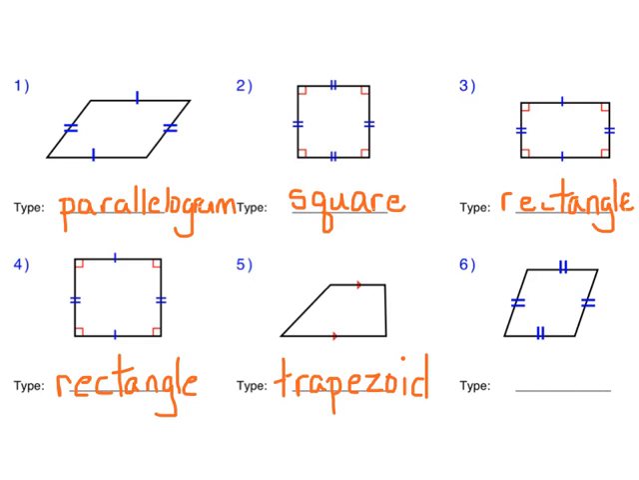In my last one, I see that I've got 2 hash marks on all 4 sides. So that narrows it down to either a square or a rhombus. But I don't see right angles. This one is acute and that one's acute, obtuse and obtuse, which means this has to be a rhombus.